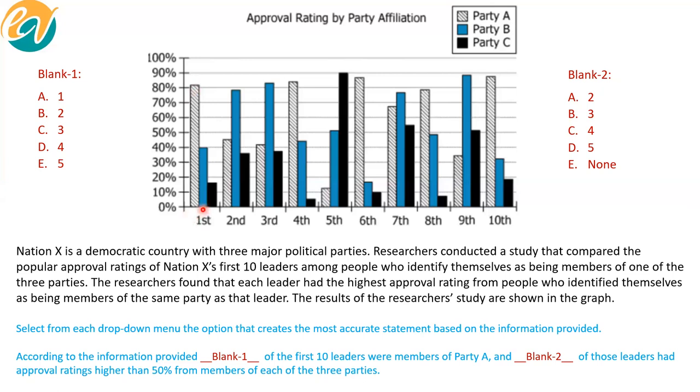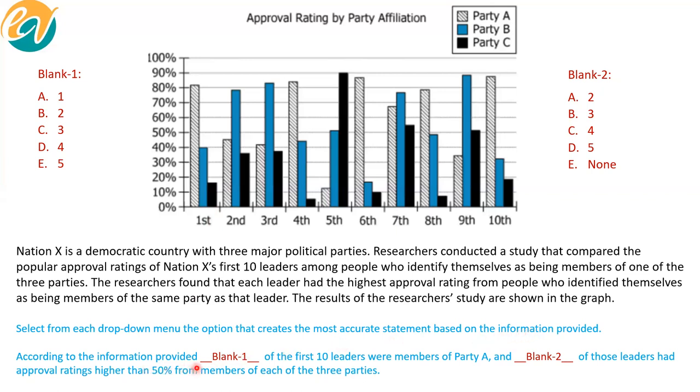Similarly, if 100 people in this nation identify themselves as being members of party B, then out of those 100 people, 40 people are approving leader one. Similarly, if 100 people in that nation identify themselves as being members of party C, then out of those 100 people, only 17 or 18 approve of leader one. Correct? So this is how it needs to be interpreted.